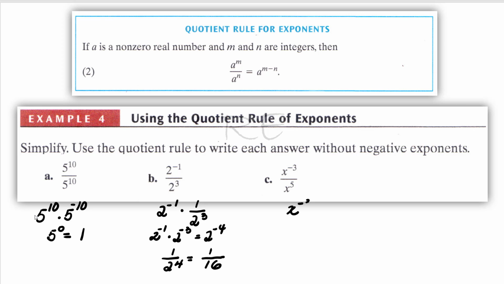1 over 16. x to the negative 3 times 1 over x to the fifth. 1 over x to the third times 1 over x to the fifth. 1 over x to the 3 plus 5, which is 8.